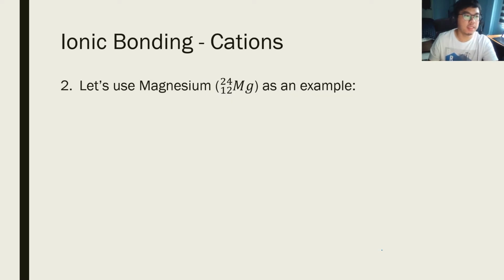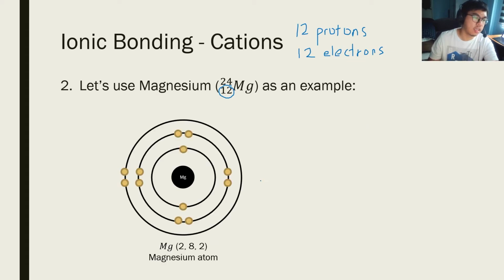A second example now, magnesium. Magnesium has 12 protons. How many electrons does it have? Should be the same, 12 electrons. So when you draw the electronic structure of a magnesium atom, it looks like this. 12 electrons, 2, 8, 2. So 2 plus 8 plus 2, that's 12 electrons. So it's arranged this way.